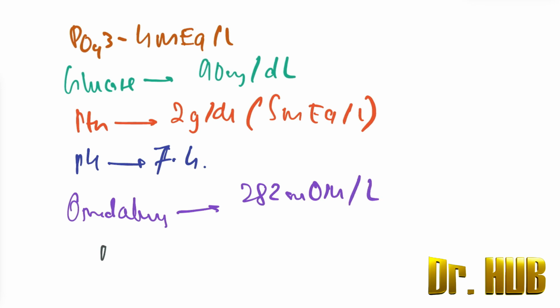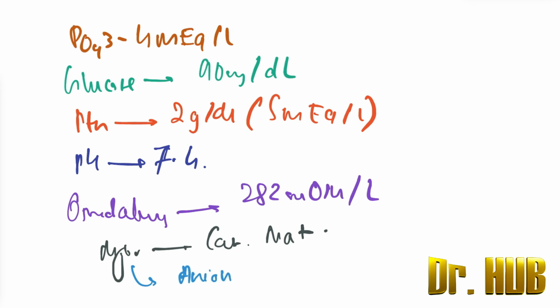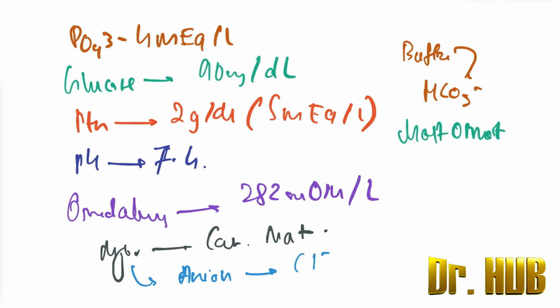Then the major cation. The major cation is sodium. And how is the major anion? Major anion is Cl-. Next, let's look at the buffer. The buffer, if you see, is HCO3-. And what is the most osmotically active ion? The most osmotically active ion is nothing but sodium.